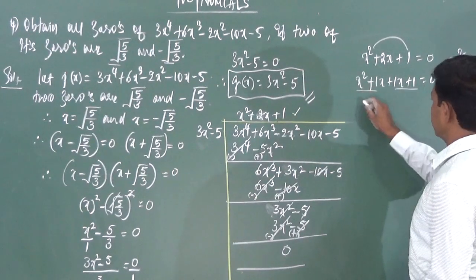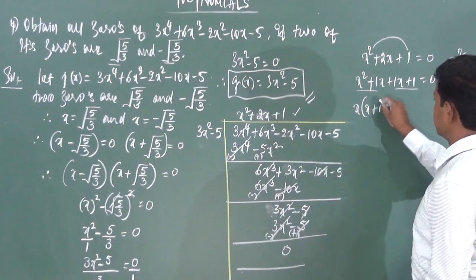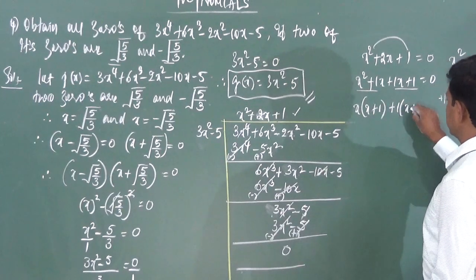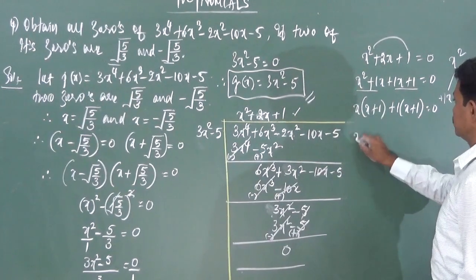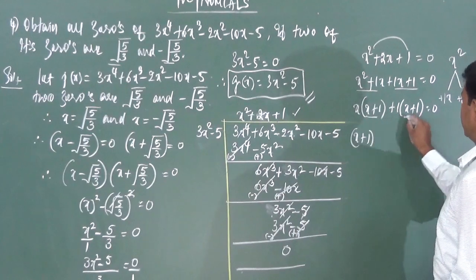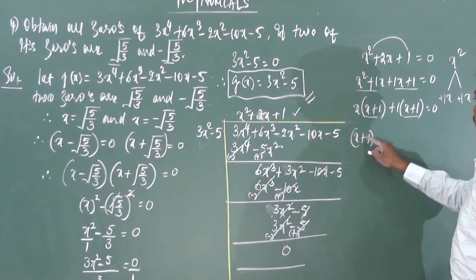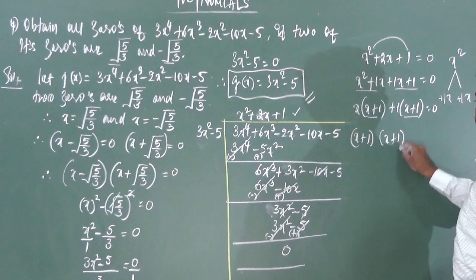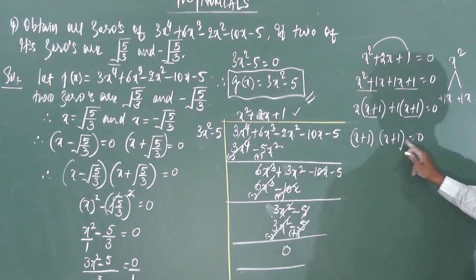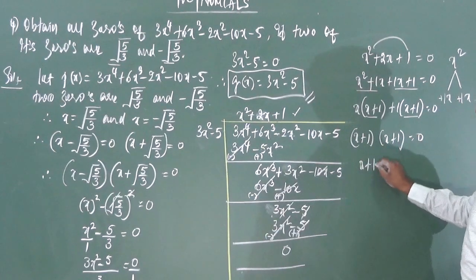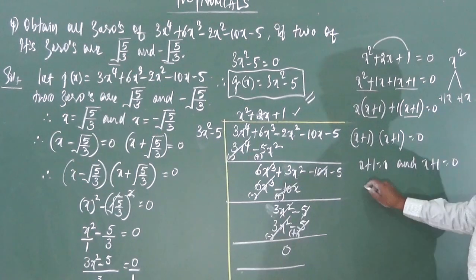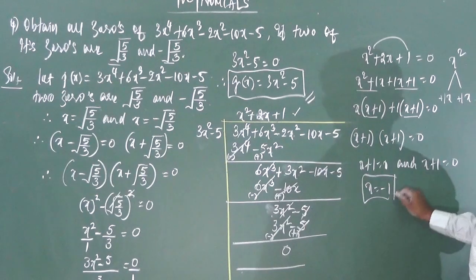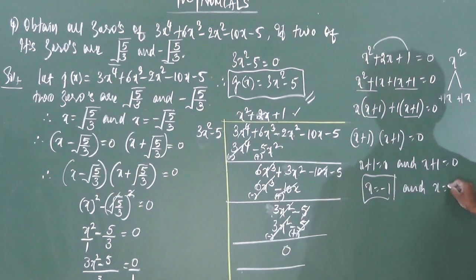So from here and here we can take out common. x into x plus 1, plus 1 into x plus 1 is equal to 0. We will take out common from these two terms. That is x plus 1 is the common because we have it in both the terms. So remaining is x plus 1 again, which is equal to 0. So x plus 1 is equal to 0, and again x plus 1 is equal to 0. So x is equal to minus 1 and x is equal to minus 1. So these are the two zeros.